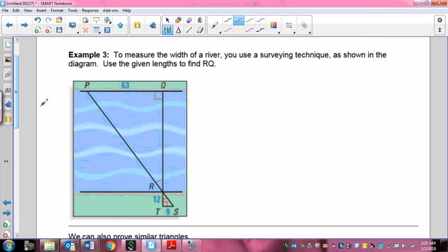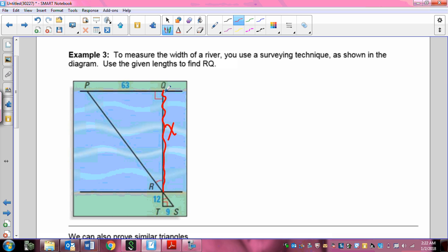To measure the width of a river, you use a surveying technique as shown in the diagram. Use the given lengths to find RQ. RQ. So we need this right here. RQ. This is our x, right? So what I would do is set up a proportion first. It looks like these are my congruent angles. These are congruent angles.